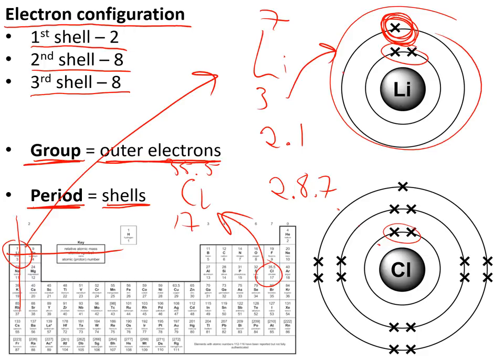If we look at chlorine, chlorine is here. That's in the third period and it's in group 7. So third period means it has 3 shells, 1, 2, 3. And group 7 means it has 7 electrons in the outer shell, 1, 2, 3, 4, 5, 6, 7.